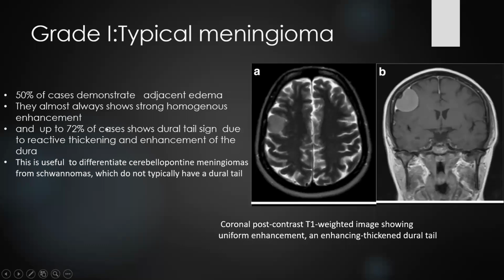50% of cases demonstrate adjacent edema, and they almost always show strong homogeneous enhancement. Up to 72% of cases show a dural tail. This dural tail is due to reactive thickening and enhancement of the dura. This is useful to differentiate cerebellopontine meningiomas from schwannomas, which do not typically have a dural tail.